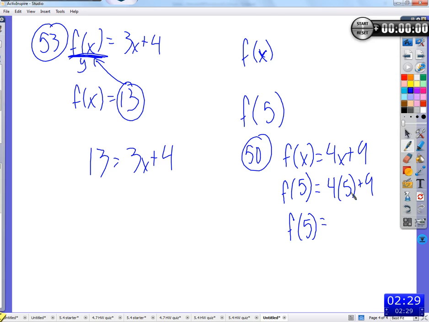It's just the result of putting 5 in for x here. So we're going to get 29. 20 plus 9 is 29. That's it. No divide by 5. No figure out what f is. F is just the name of the function. It's not a variable you're solving for.